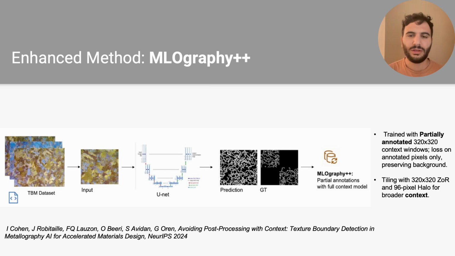This is why we recently introduced MLOgraphy++, an enhanced version of MLOgraphy that uses larger, partially annotated 320 squared context windows. By applying the loss only to annotated pixels while preserving background context, the model learns broader texture relations, significantly reducing the need for post-processing. This design allows the network to better distinguish true boundaries from noisy textures, by leveraging more spatial information during training.